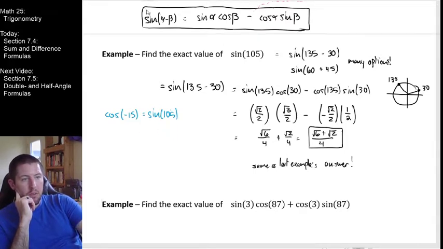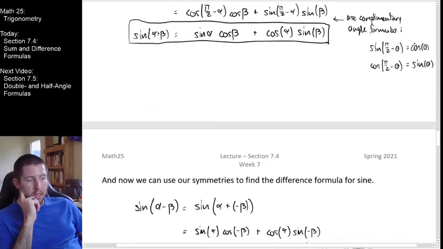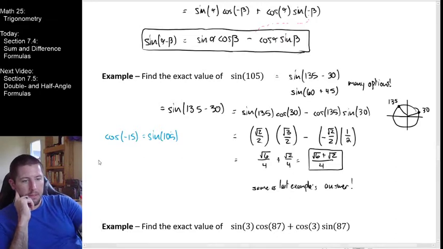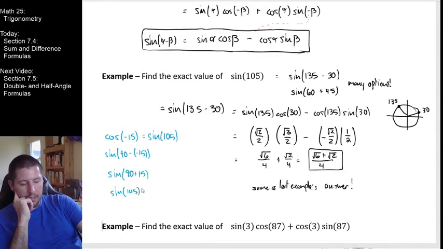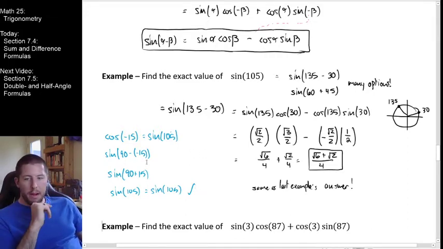I am thinking to myself, using my complementary angle formulas here, I'm going to come back to these complementary angle formulas. If I have cosine of some angle, it should be the same as sine of 90 minus that angle, right? Well, that's just sine of 90 plus 15. That's sine of 105. Looks like I do know that those should be the same thing by using my complementary angle formula right there.